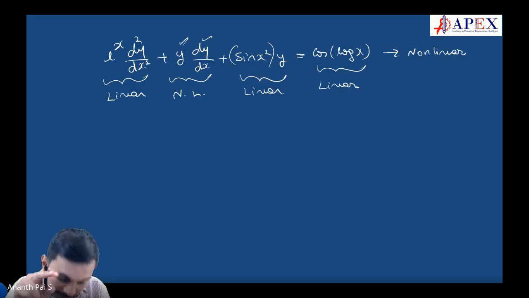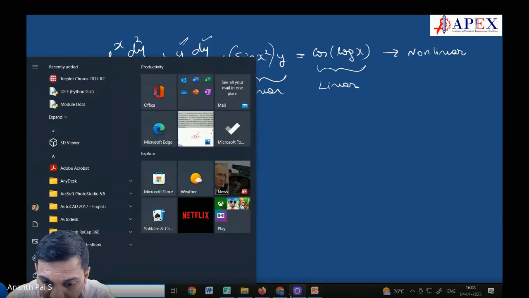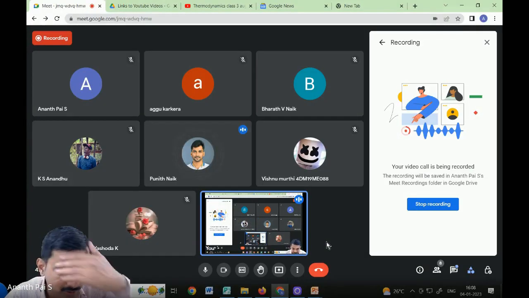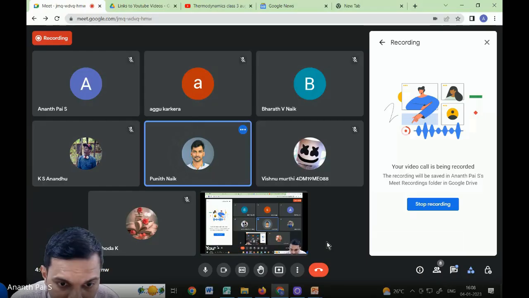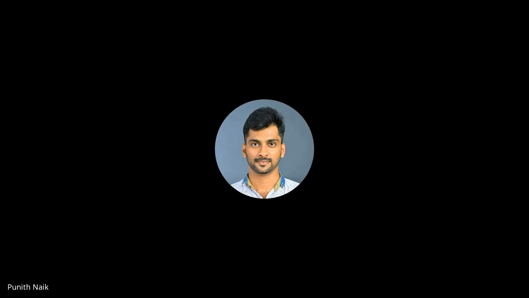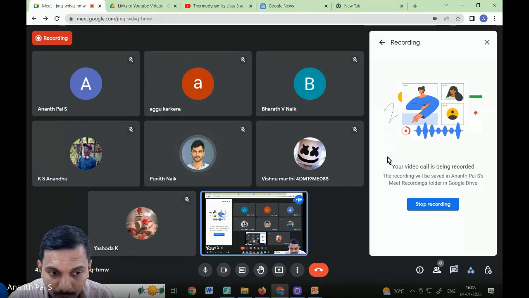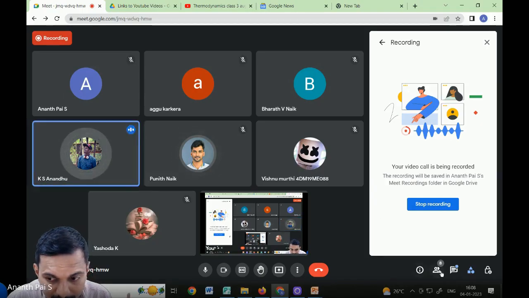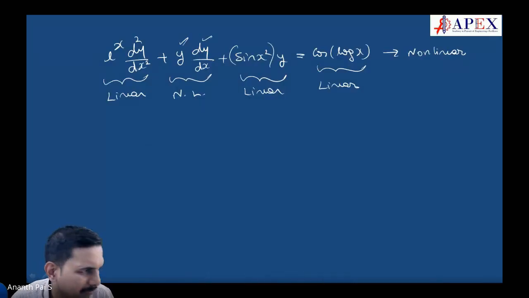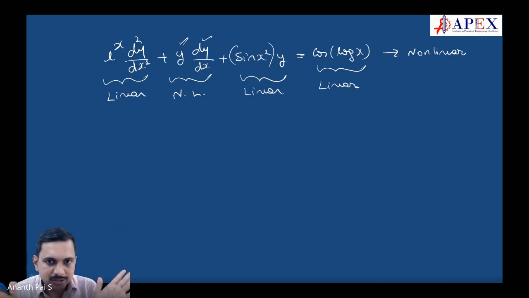I hope everybody understands Kannada. If I speak in Kannada, it's okay? Puneet, tell me. Yes, sir. Anandu, you know Kannada? Everybody knows Kannada, I suppose. Yes or no? Yes, sir. So sometimes I use Kannada in between. If in case you don't understand anything, you can tell me that you don't understand Kannada. So that is non-linear, right?